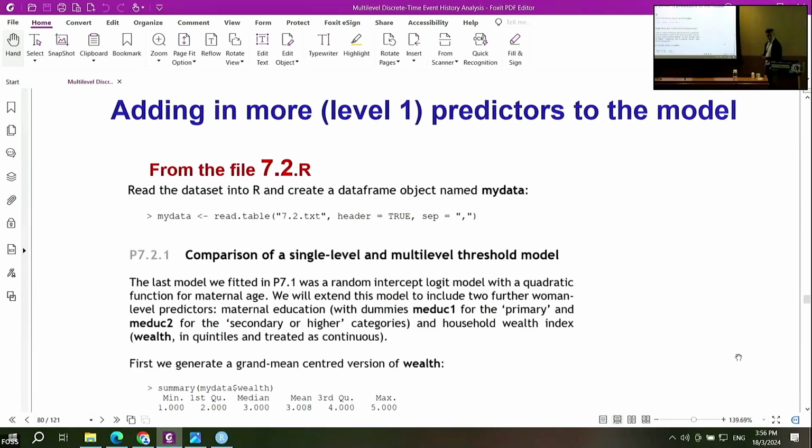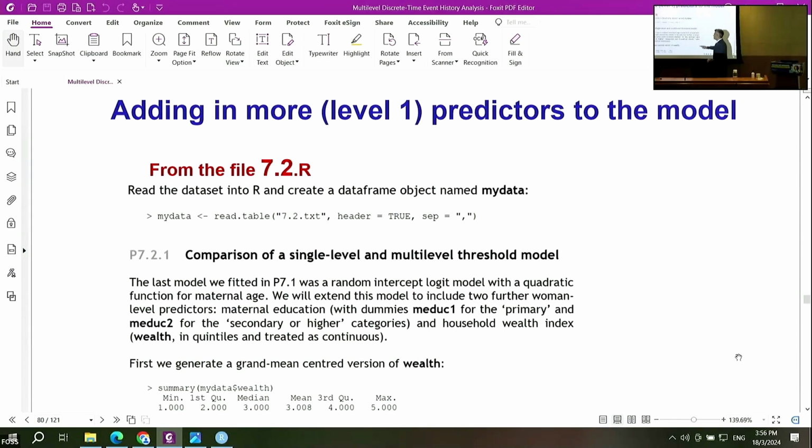So the rest of the exercises get you to add more model complexity by adding in more explanatory variables and adding in random slopes for those explanatory variables. So let me just talk a little bit about that, and then let you loose on the data set practicals for about half an hour, and then we can finish then.